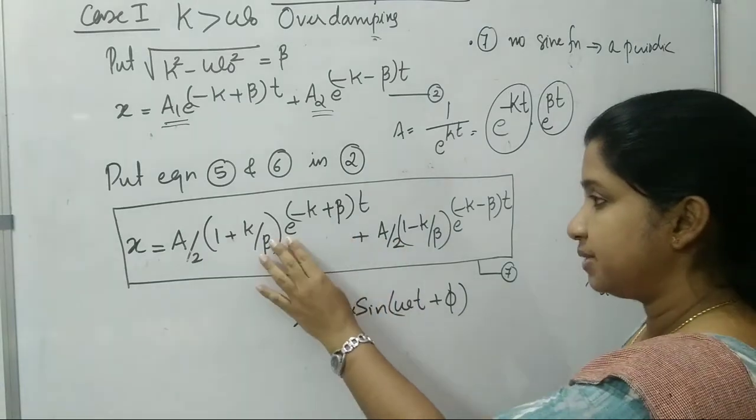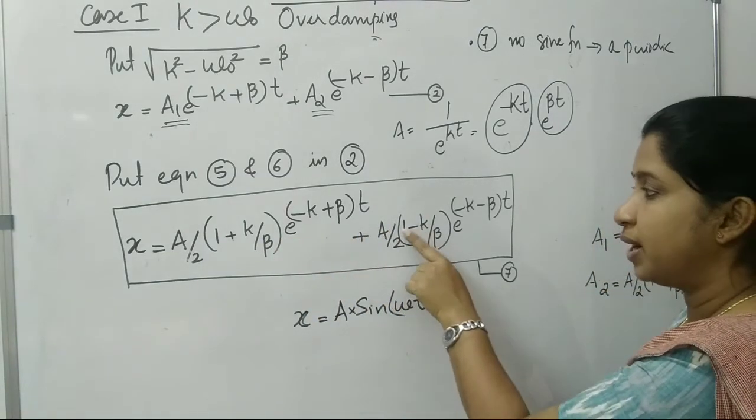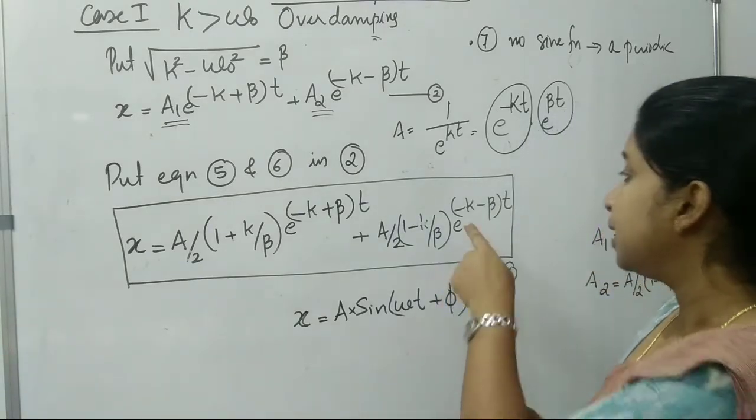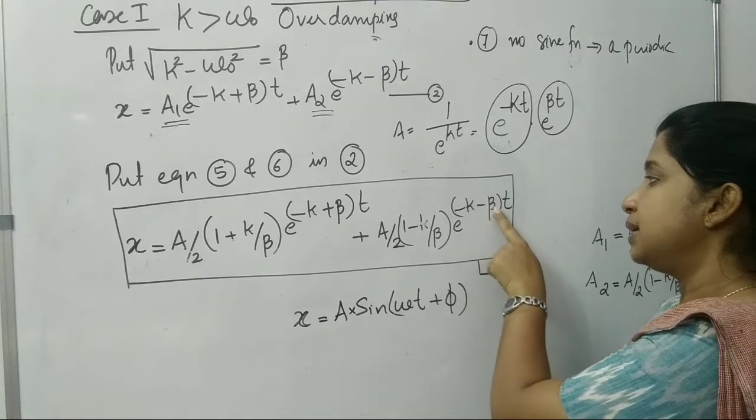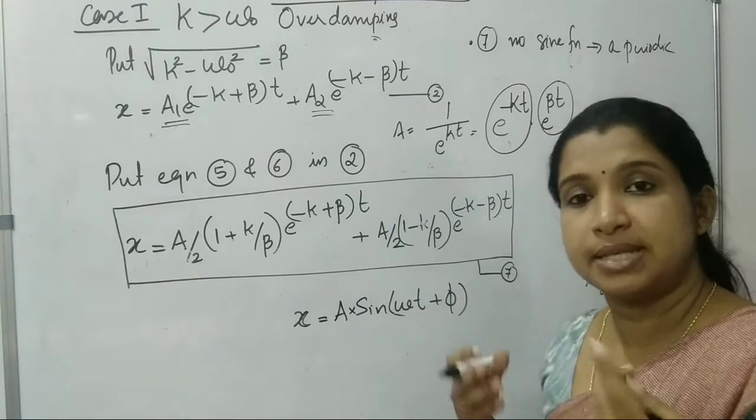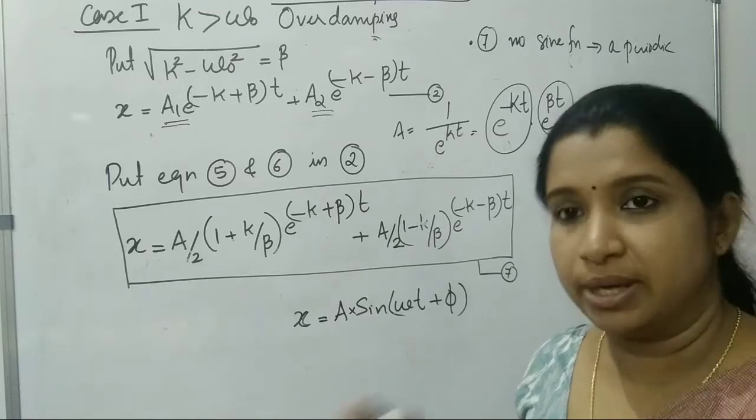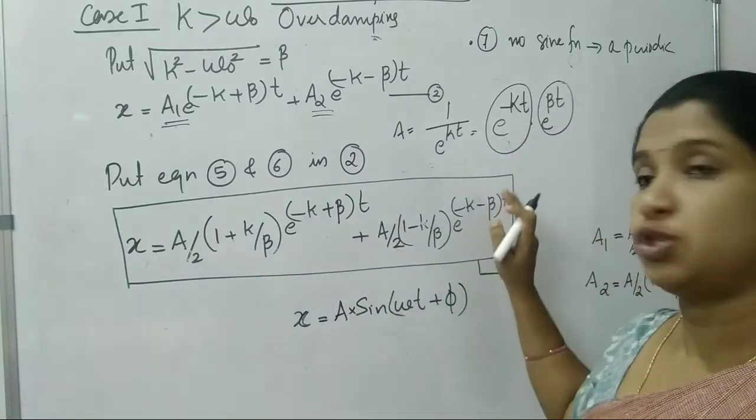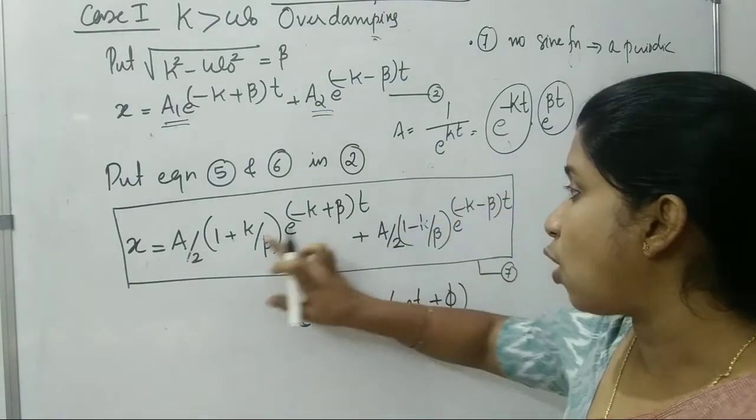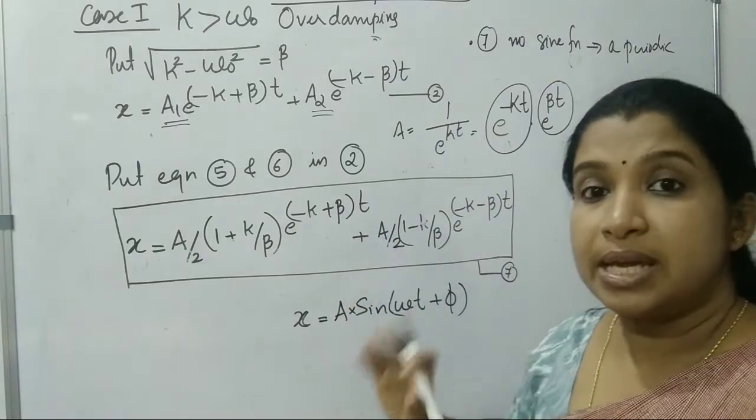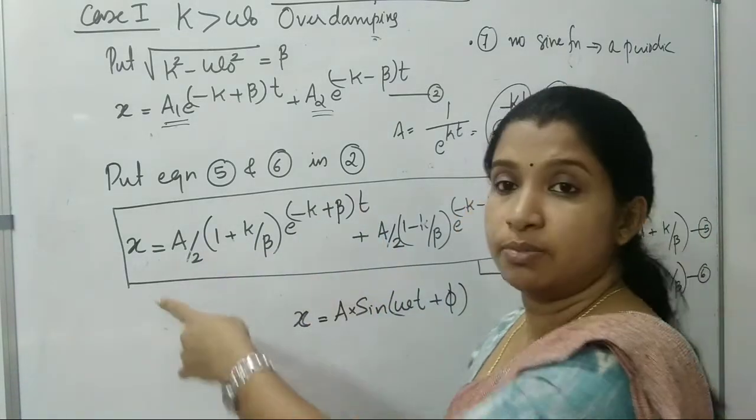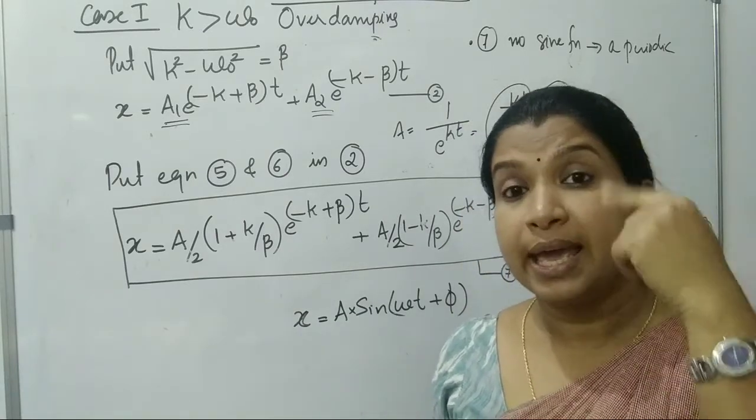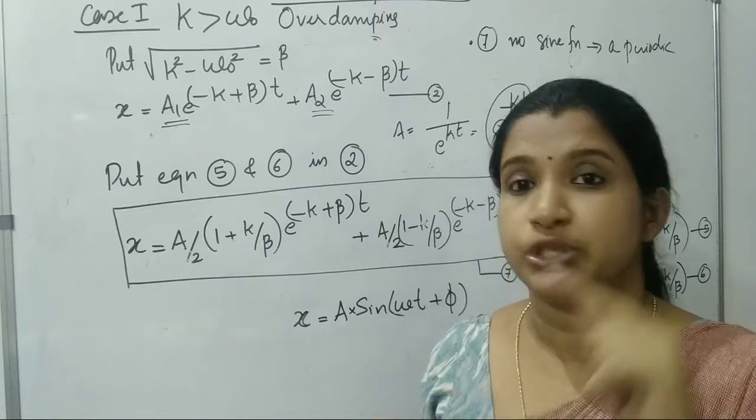Okay, so the first term is over, then plus A by 2 into 1 minus k by beta. 1 minus k by beta is also a damping term. Then e raised to minus k minus beta into t. That is e raised to minus kt into e raised to minus beta t. Minus beta t is also associated with damping. e raised to minus kt is common in these two terms. If we take e raised to minus kt as the common term, what is the result? When t increases, exponential decrease of amplitude occurs.